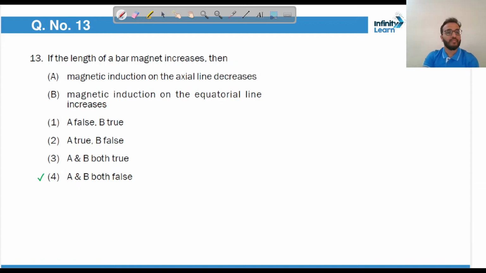Now, magnetic induction on the axial line actually increases, not decreases, if you change the length. And magnetic induction on the equatorial line actually decreases, not increases. Remember this, that is why both statements are false.